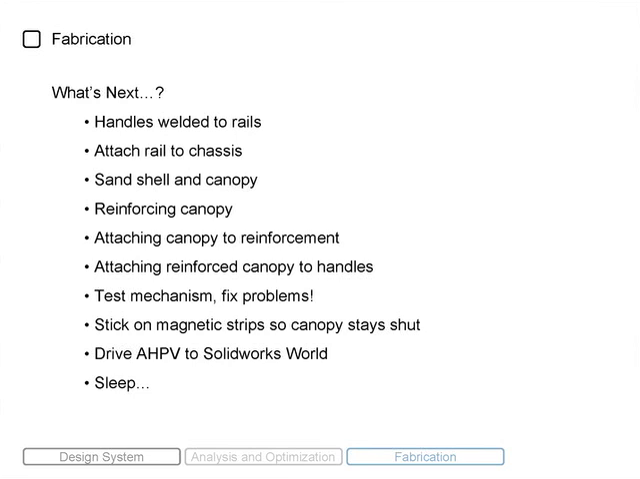The handles are being welded to the rails as we speak. Then we attach the rails to the chassis, and the shell canopy, reinforce the canopy, attach the canopy to the reinforcement, and attach that to the handles. The test mechanism might come after we drive the HPV at SolidWorks World. We'll be on stage with the CEO to test it for us. And magnetic strips are not so important if you're not going to be driving around in it.